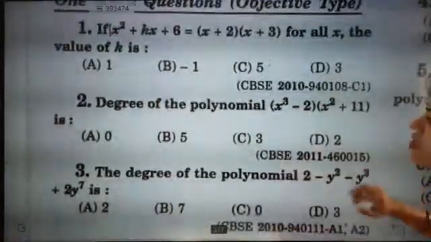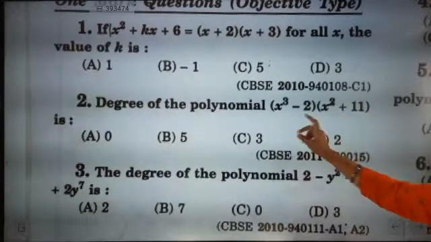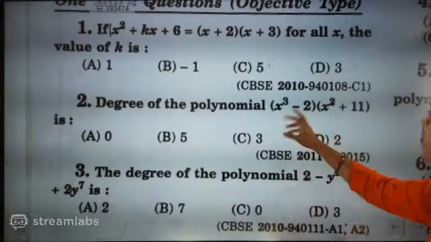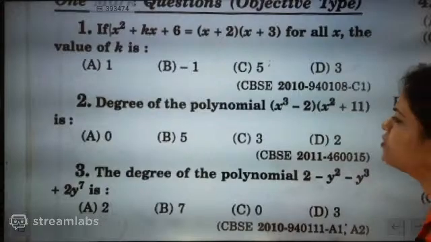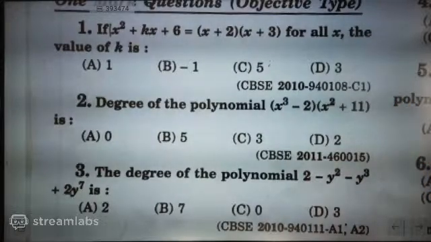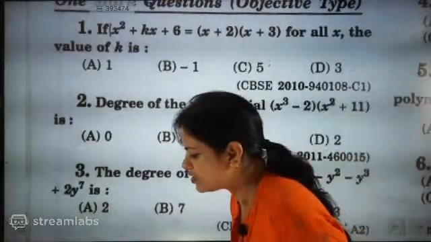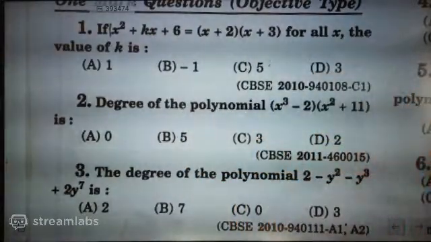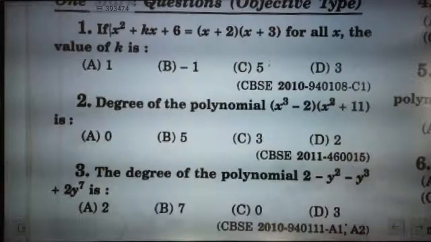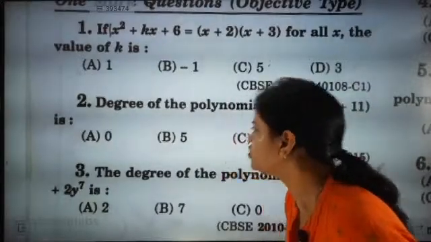Shall we go for the next question? The degree of polynomial. What will be the highest degree of this polynomial? The options are 0, 5, 3 and 2. Which one is going to be the correct answer? Degree of the polynomial.